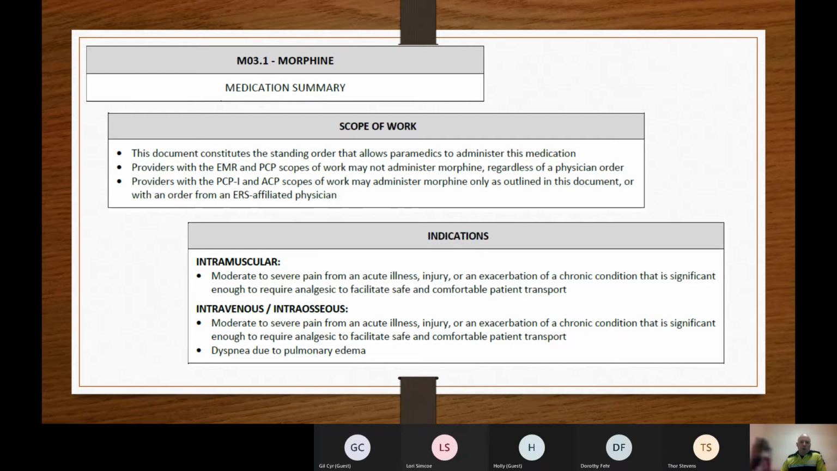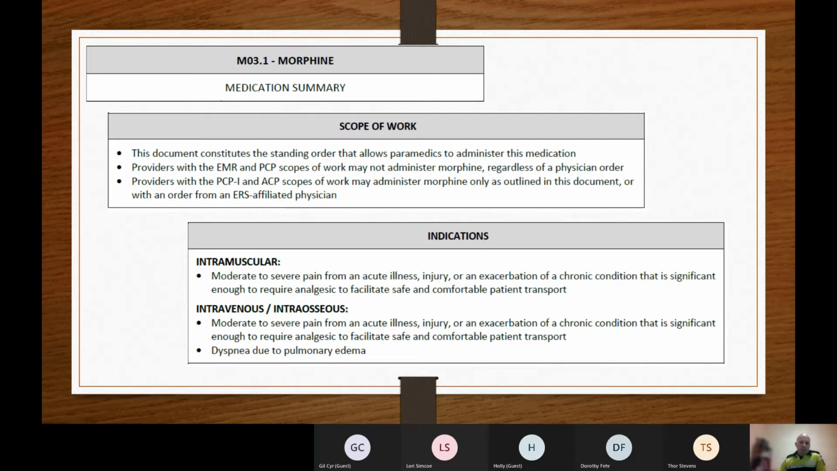So for this one, again, your scope of work, we got rid of all the colored boxes. So for morphine, it cannot be given by EMRs or PCPs, even if you have physician's orders. It didn't happen in this region. We just had a shared health meeting, and there was actually a PCP in another region that got physician's orders to give a morphine infusion. So the PCP took the morphine infusion, took the pump, and did an IFT, which is completely outside of scope. But they figured because they had a doctor's orders, it was okay. So that's not allowed. So just keep that in mind.